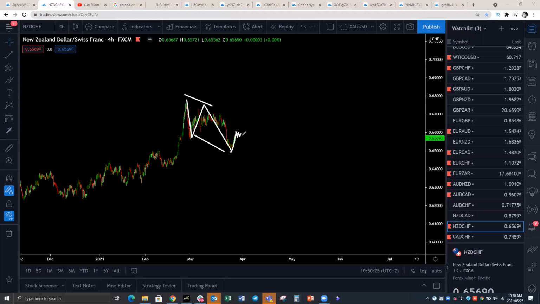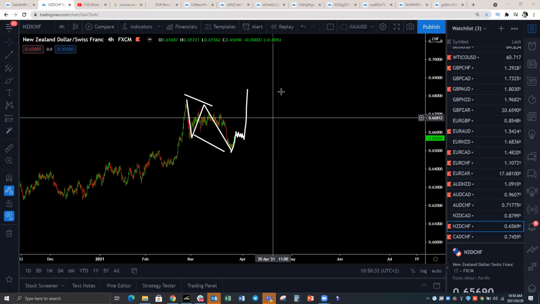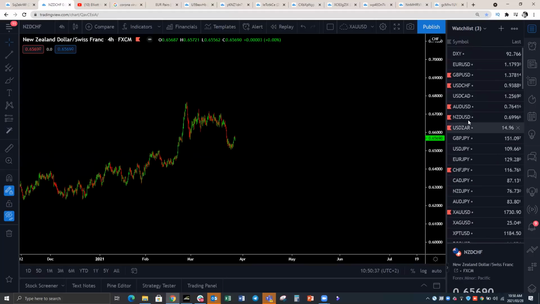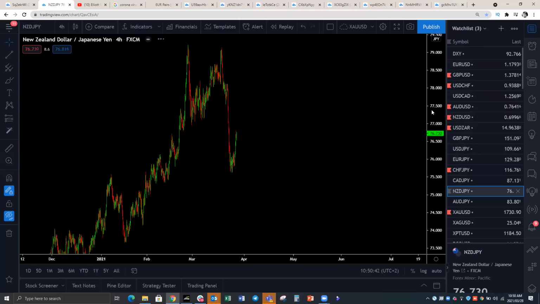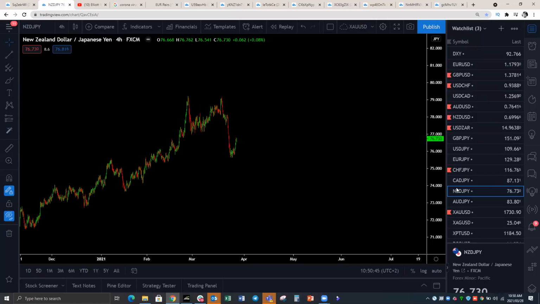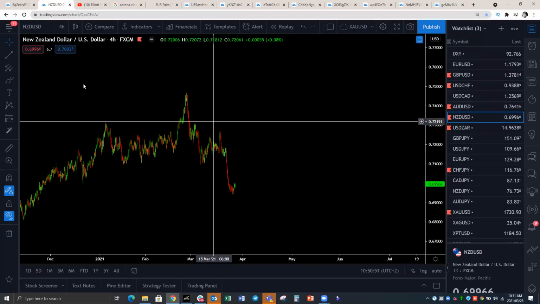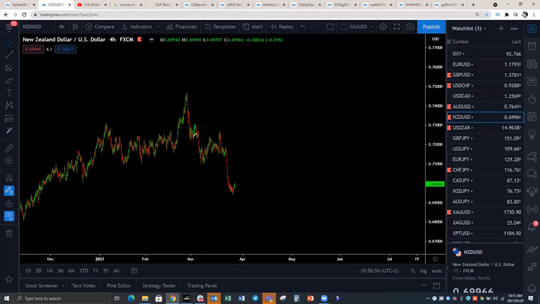Looks like New Zealand strength is returning, and the indicators seem to be confirming that we're going to get a continuation to the upside here. This is New Zealand CHF. You have seen New Zealand yen. Let's have a look at New Zealand yen just so you can see it. Look at New Zealand US dollar as well. Looks like the strength is returning. New Zealand yen and New Zealand US dollar are not as clear as New Zealand CHF.